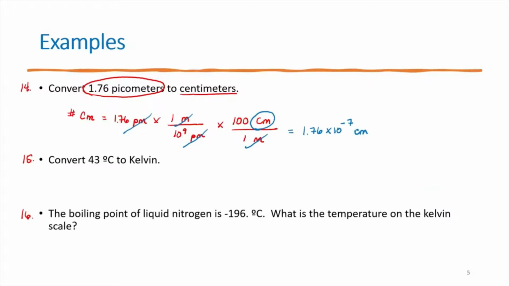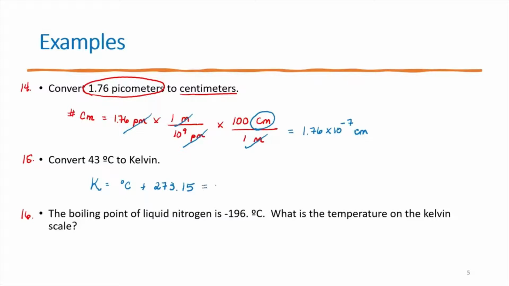Okay, convert 43 degrees C to Kelvin. Remember, Kelvin is equal to degrees C plus 273.15. You need to have that memorized. There's no ifs, ands, or buts about it. We're going to be using Kelvin for the entire school year, so you need to be comfortable with Kelvin.